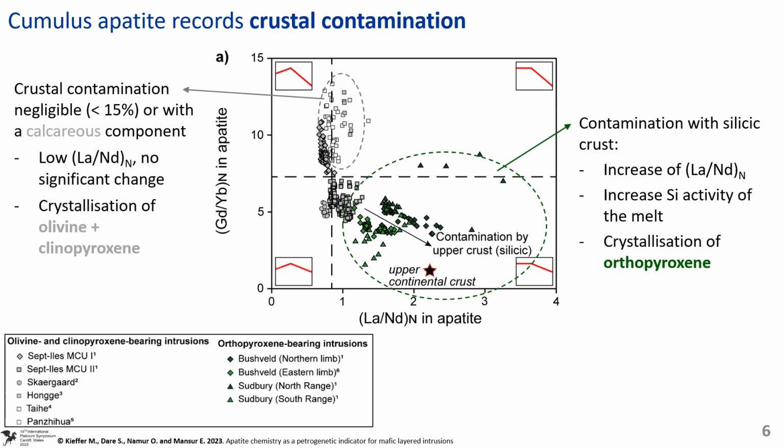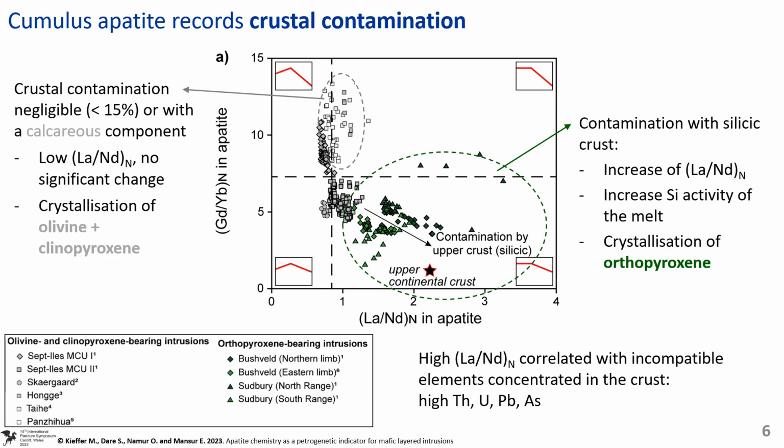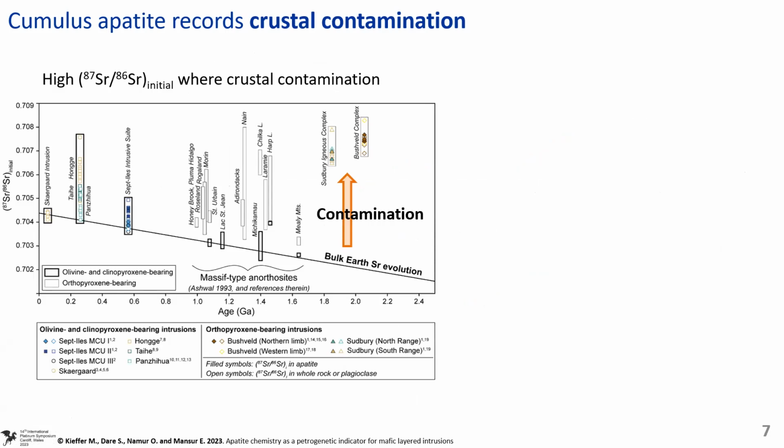And to be sure of this, we compare this ratio with incompatible elements that are normally concentrated in the crust. And there is also a high thorium, uranium, lead, or arsenic content in apatite that have a high lanthanum over neodymium ratio. And in order to be more sure, we also used strontium isotopes in apatite. So first, here is just to show you that there is an evolution of the initial strontium ratio in the Earth with age. What you need to remember from this is that if your samples plot close to this line, it means that there is no crustal contamination. However, if there is a higher initial strontium ratio, then there would have been crustal contamination. As an example here, there are the Sudbury and Bushveld complex.